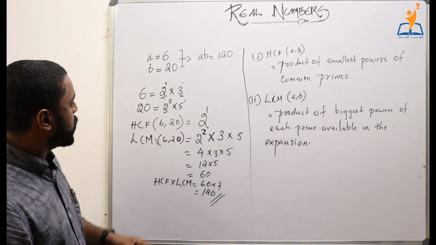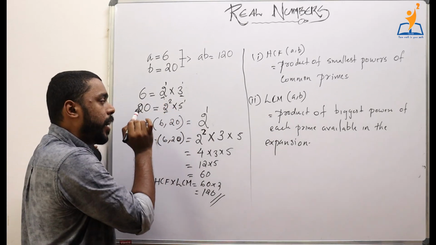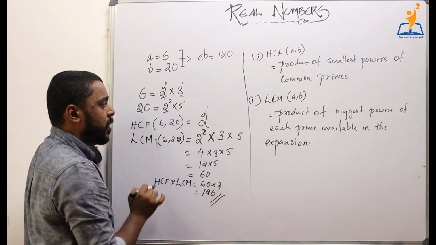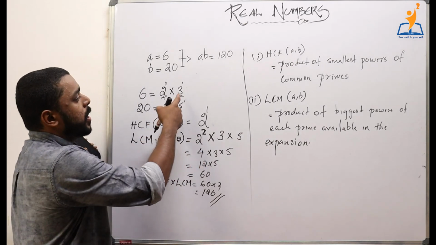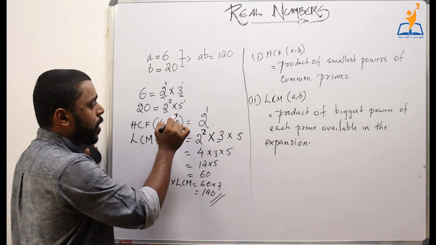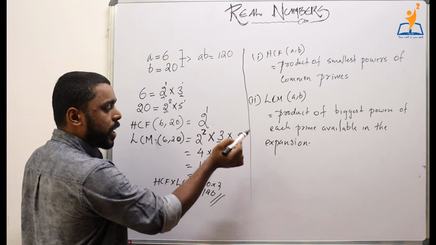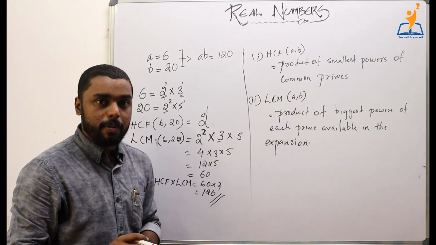See, in this process we have 2 as a common prime. So in order to find the LCM, we should choose the one with the highest power in the product. So 2 square has been chosen. Now 3 is not common, so we can easily choose 3 itself. 5 is also not common, so we can choose 5 itself. So in that manner we can find the LCM.